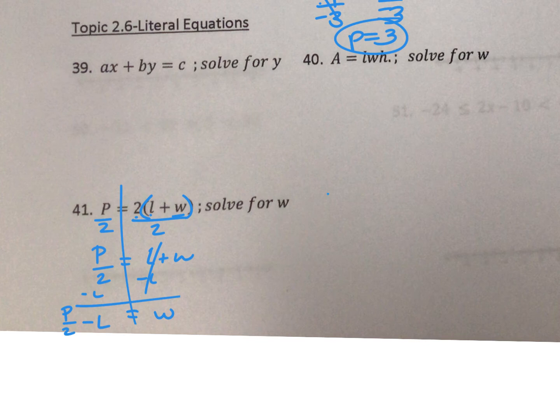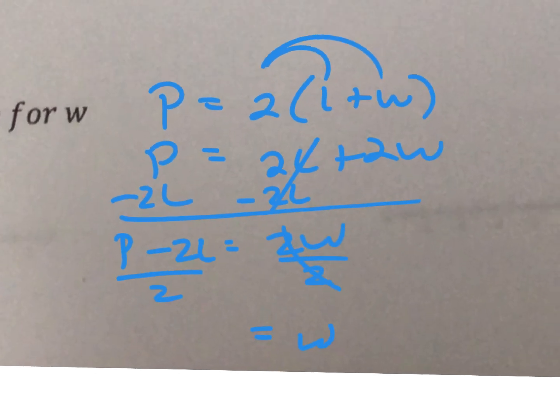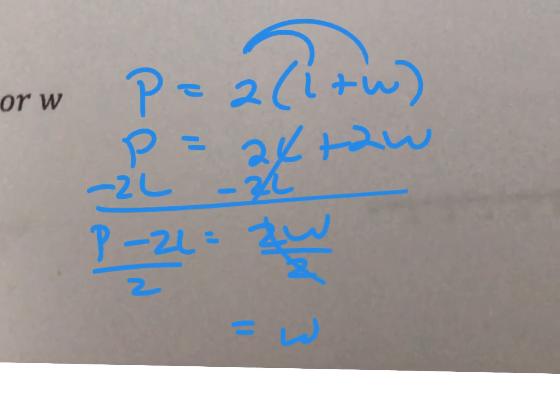Now, some of you like to do this after you distribute, so I'm going to show you both ways. If you distributed first, you'd get 2L plus 2W. And so we got to subtract 2L. P minus 2L equals 2W, and then divide by 2. Now, these things are the example. I just changed the slide. Okay, so we've got P minus 2L divided by 2.